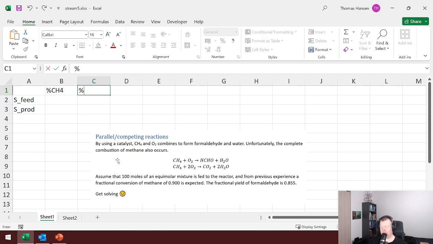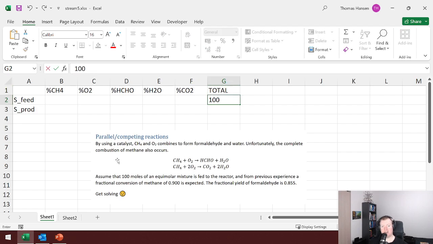So we have our methane, we have our oxygen, we have our product, which, let's put a percentage in front of that. We have our product of, what was it, formaldehyde. We also have some water. Let's just use the chemical notation. Anything else? We need our CO2 as well. So those are the different species that we have.